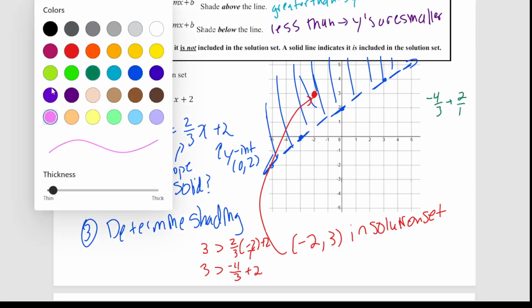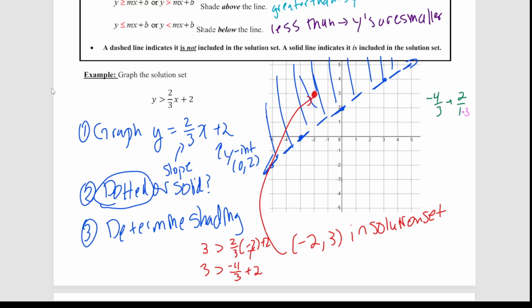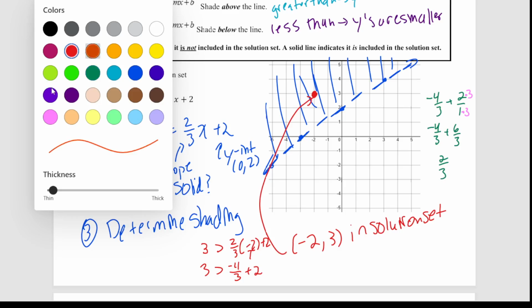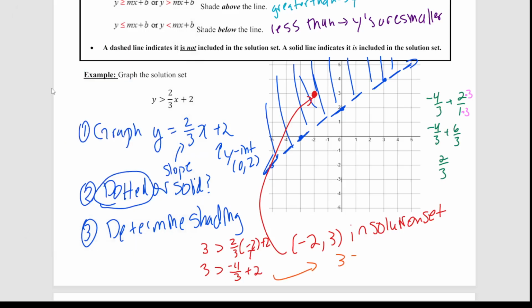We need to change this to a like denominator, so we're going to multiply both of these by 3 to make it also over 3. That's going to leave us with -4/3 plus 6/3. -4 plus 6 is 2. So this would end up simplifying down to 3 is greater than 2/3, which is a true statement, so we know that we did this correctly.